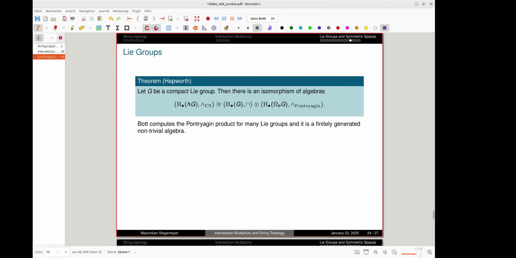Here I just wanted to say that Hepworth shows that for Lie groups there is an isomorphism between the Chas-Sullivan algebra and the tensor product of the intersection algebra and the Pontryagin algebra, which is well known to be non-trivial for basically all Lie groups, and it was also explicitly computed by Bott back in the 50s. So it is a bit puzzling to me that the Chas-Sullivan product is non-trivial on Lie groups of any rank, but the Goresky-Hingston coproduct on higher rank Lie groups behaves very differently.